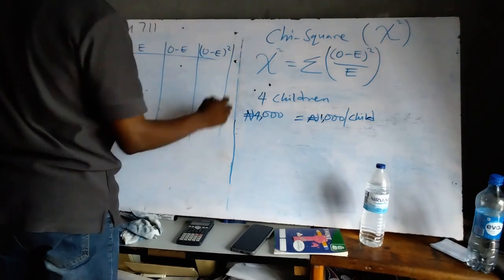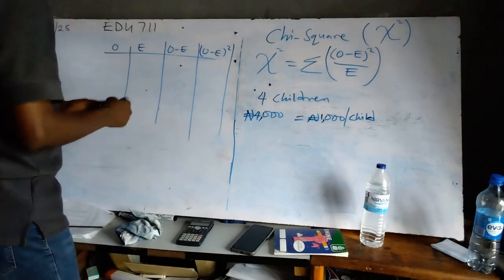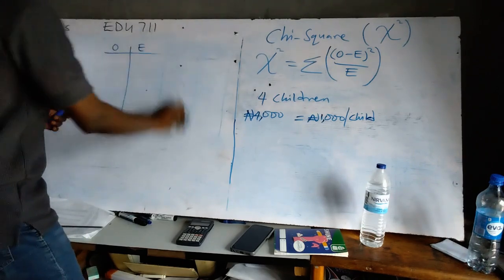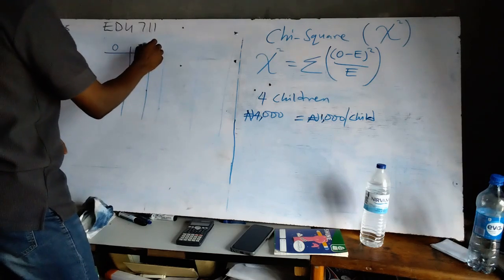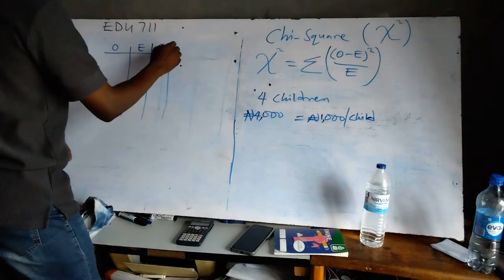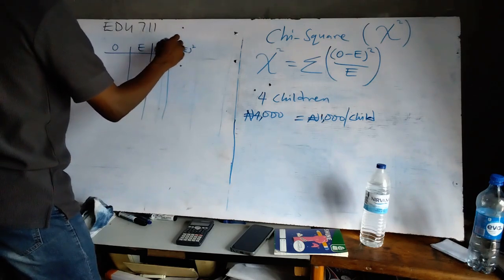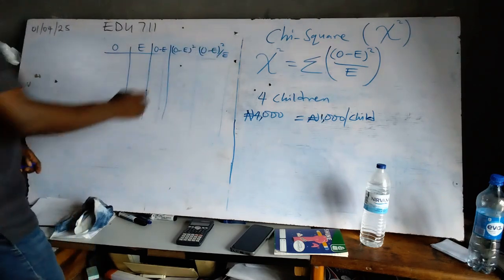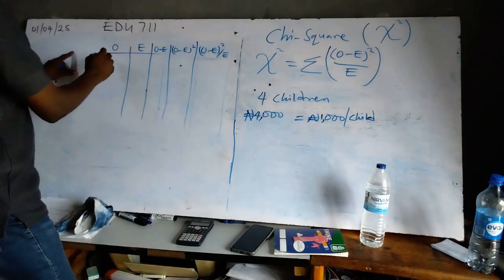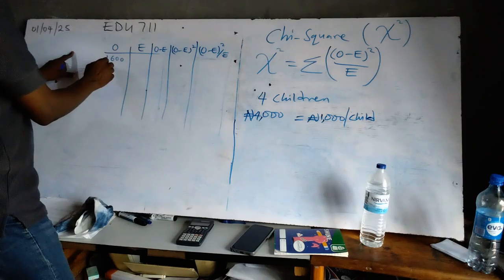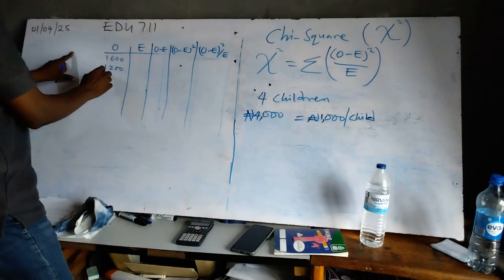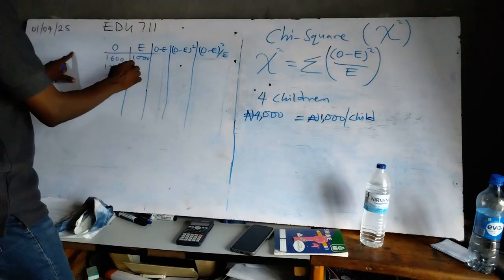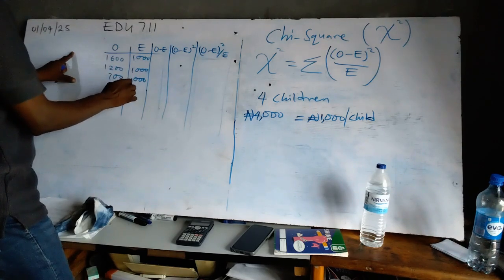And next to it we have observed minus expected, observed minus expected all squared, and we have observed minus expected all squared divided by E. So observed is 1006 followed by 1002 followed by 700 naira and lastly 500 naira. Expected is 1000, 1000, 1000, 1000.